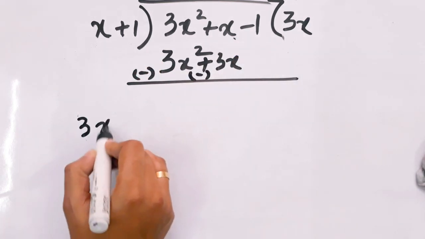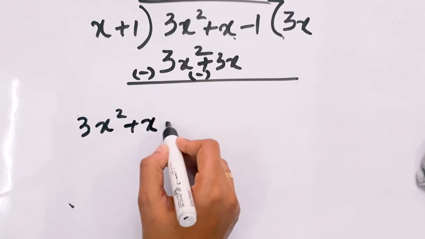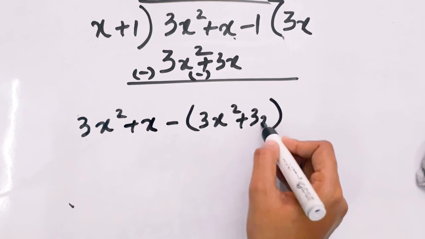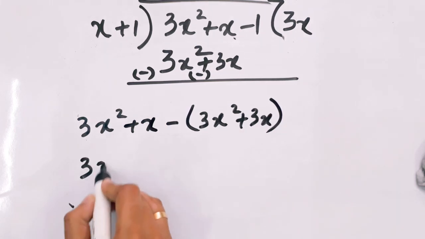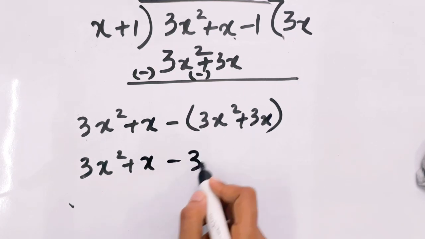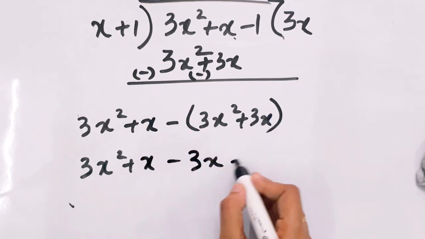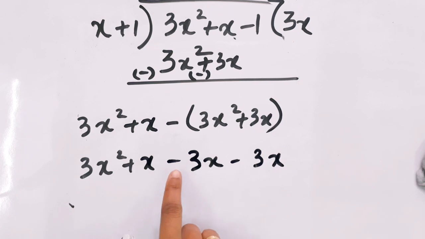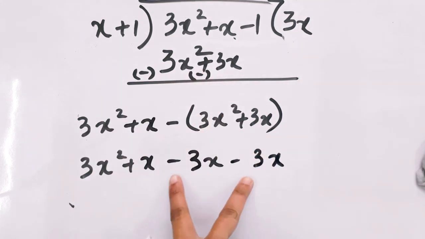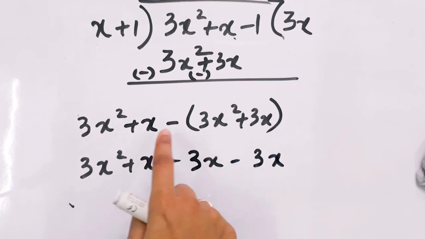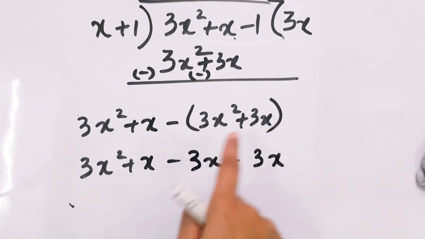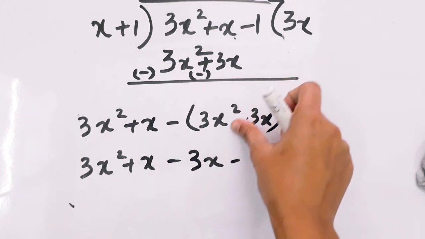So 3x square plus x minus the entire thing, 3x square plus 3x. So when I subtract here, minus into plus is minus 3x. Minus into plus is minus 3x. And this is what we got, minus 3x square and minus 3x, right? My signs will change. So when you subtract, minus will get multiplied with the signs of each term. Suppose I have here minus.